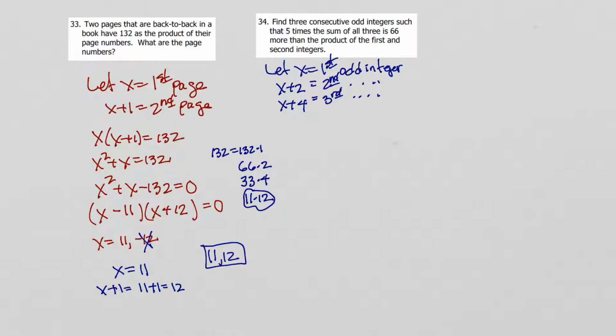All right, so what we've got here is that x will be the first odd integer. Add 2, we get the second one. Add 2 more. x plus 2 gives us x plus 4, and that'll be the third odd integer. Now let's read through here and see what it tells us.